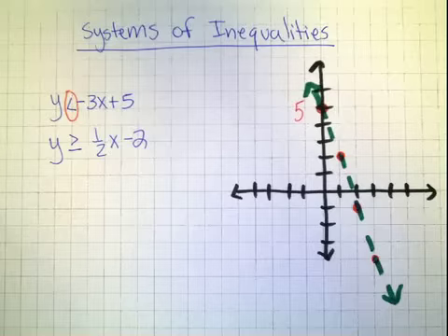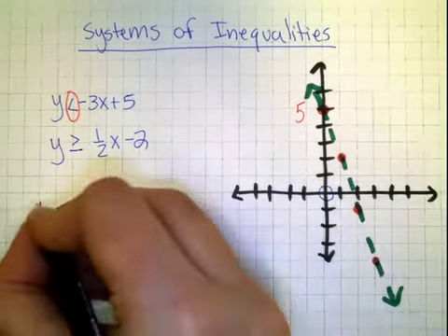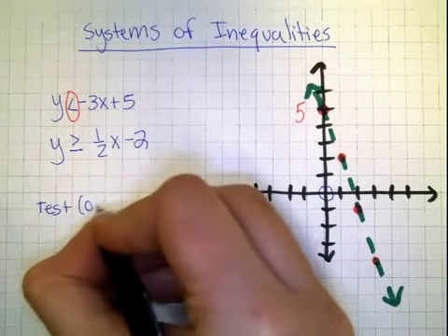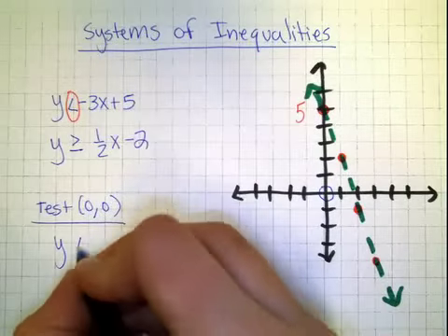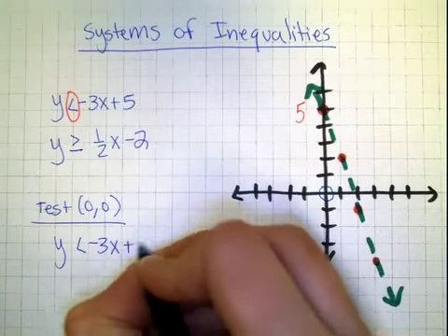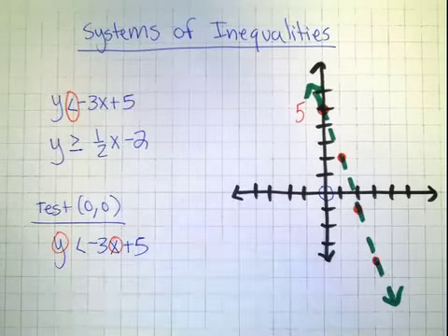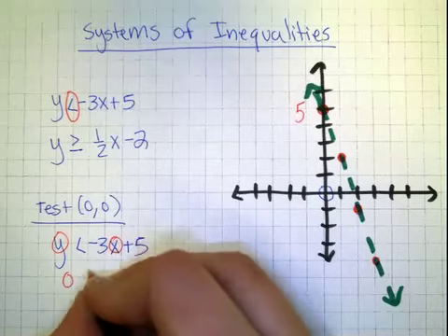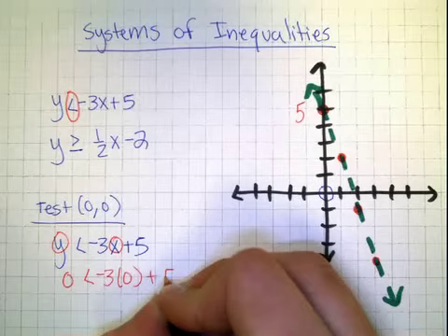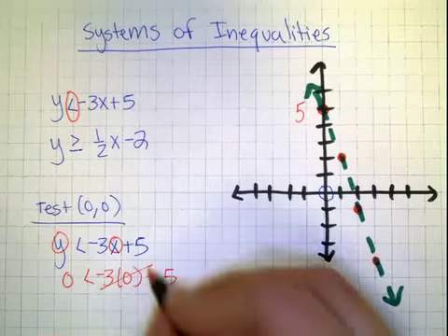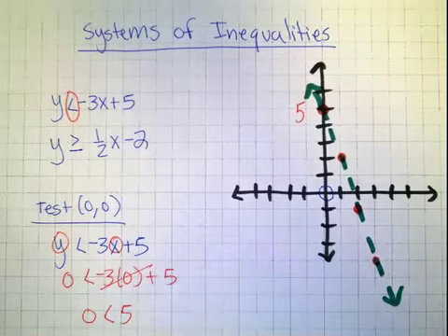If this is my line, let's test 0, 0. Just pick the easy point and write test 0, 0. And we're going to put 0, 0 into the first rule. So y is less than negative 3x plus 5. We're ignoring the other rule. So I'm going to bubble the x and the y, turn them into zeros. So 0 is less than negative 3 times 0 plus 5. And that's going to cancel these out, so I just have a plus 5. So you're going to have 0 is less than 5.